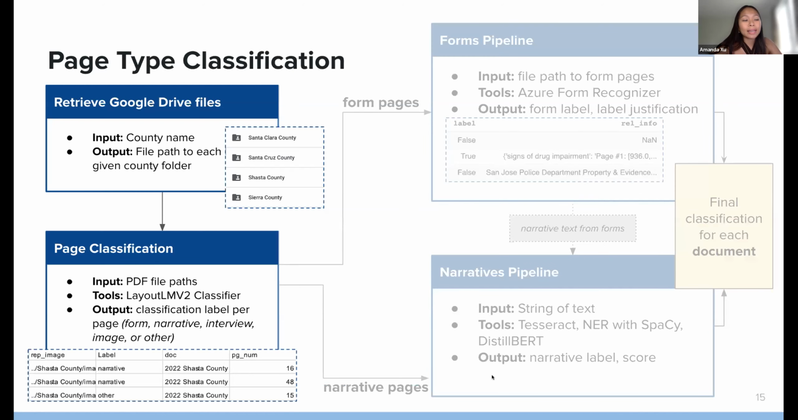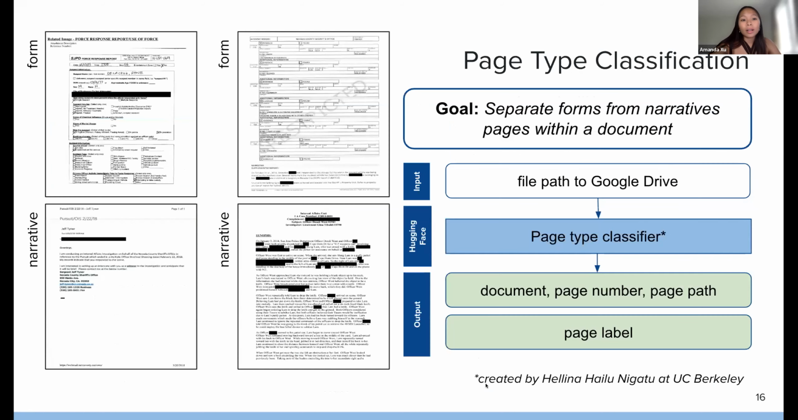And so double clicking into the page type classification, recall essentially that a document can have a lot of different files appended together, and we need to separate forms from narrative pages. And so thanks to Helena at UC Berkeley, she built a page type classifier that we were able to use that in the end gives us the document name, the page number in the document, and the path to that page image, as well as the page label.